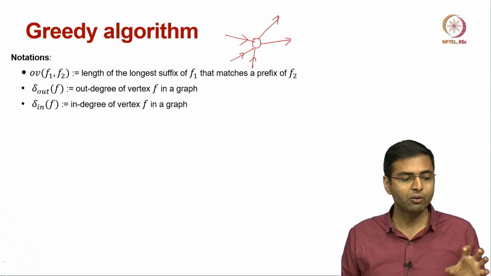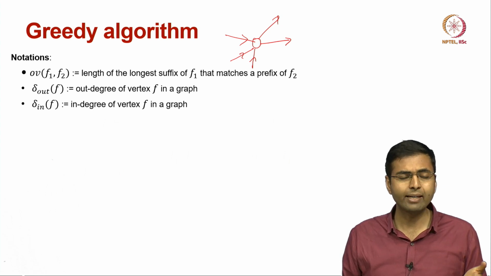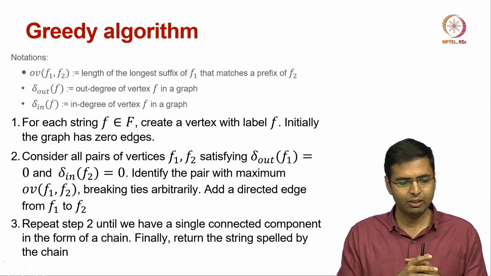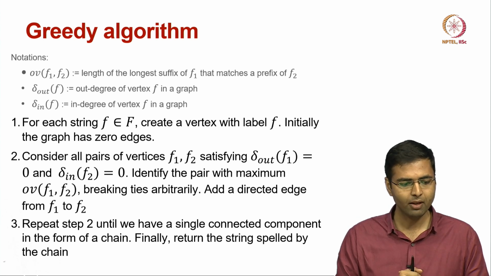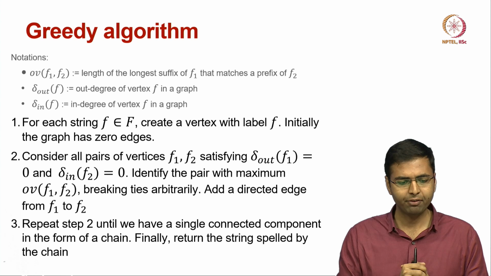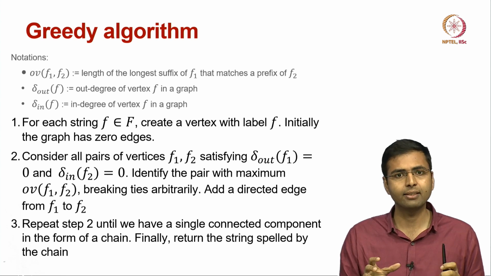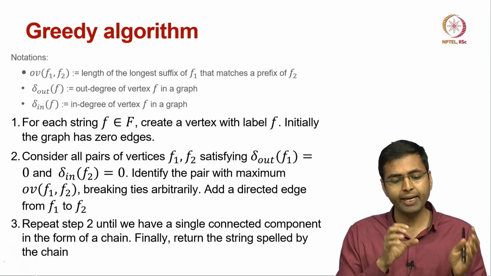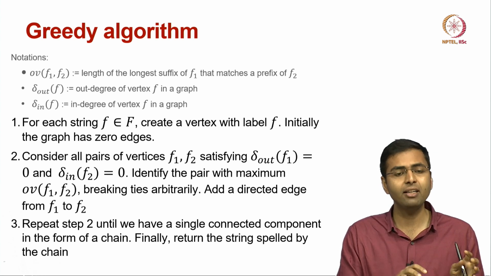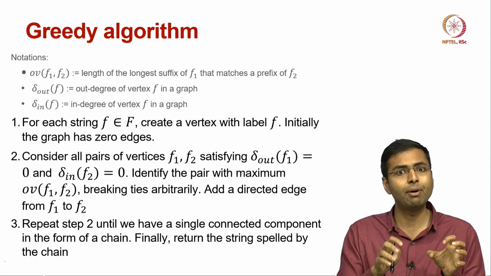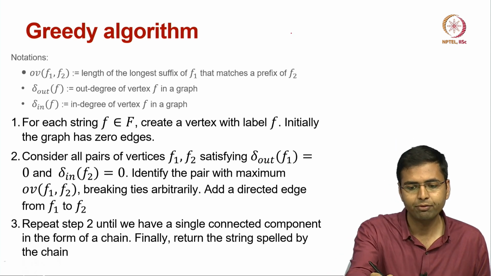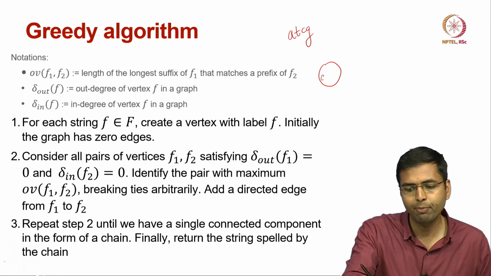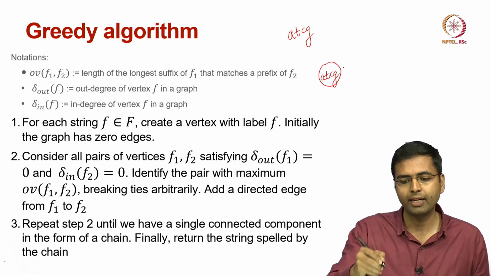So, given these basic notations, now let us look at this simple greedy algorithm. This greedy algorithm is very simple and it works as follows. For each string f, we create a vertex with label f. So, we have a graph G and we create a vertex for each string f, and that vertex is labeled f, right. So, if there is a string ATCG, then we create a vertex whose label is ATCG in my graph G.